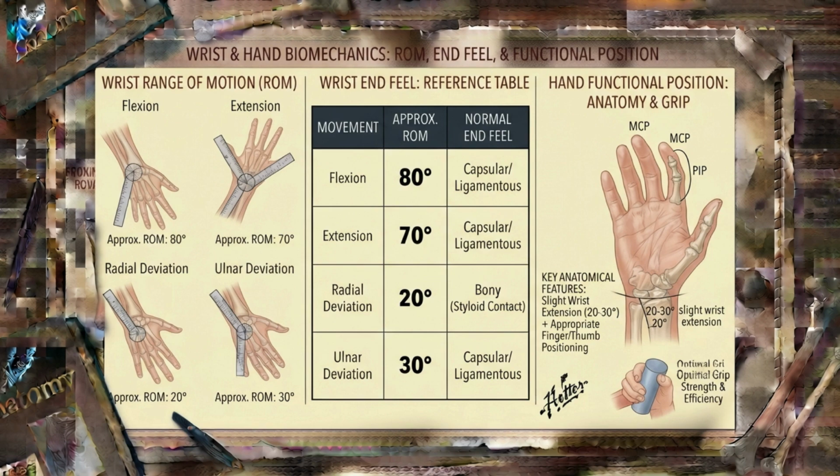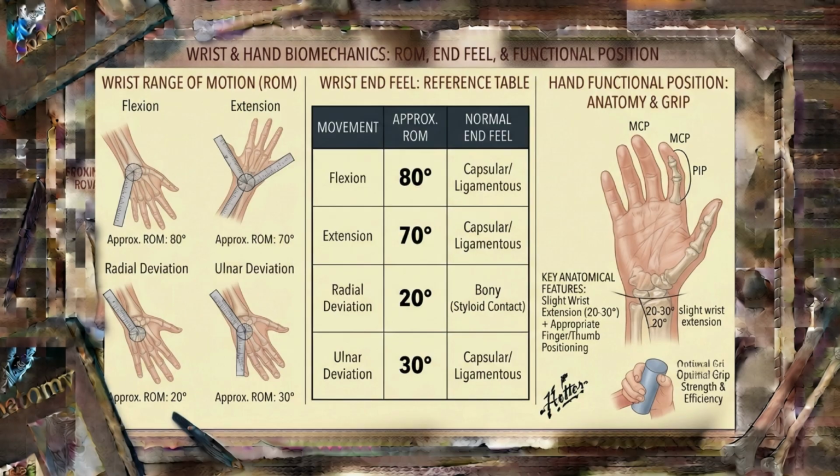For wrist movements, the end feel is influenced by the capsule ligaments, muscle tendon tension, and soft tissue approximation. The normal end feel is generally described as firm for many wrist movements, although the exact quality can vary according to the direction and testing position.